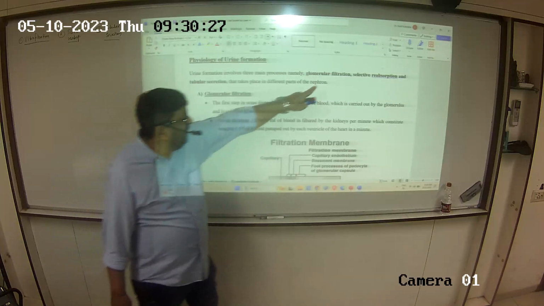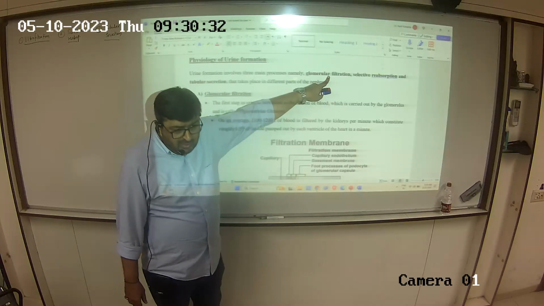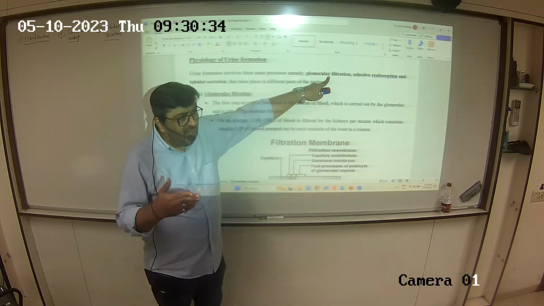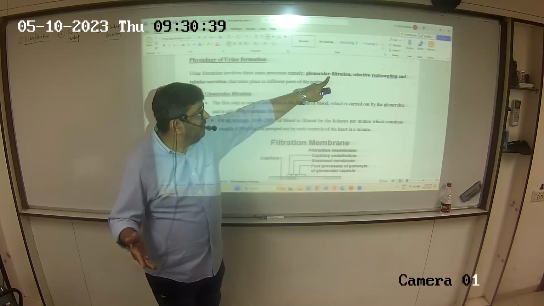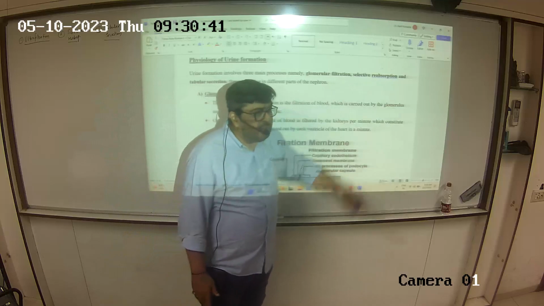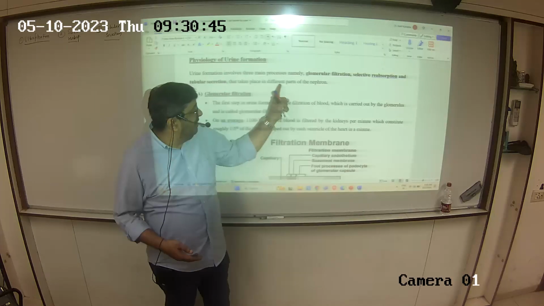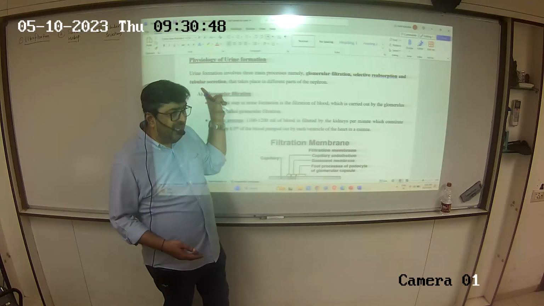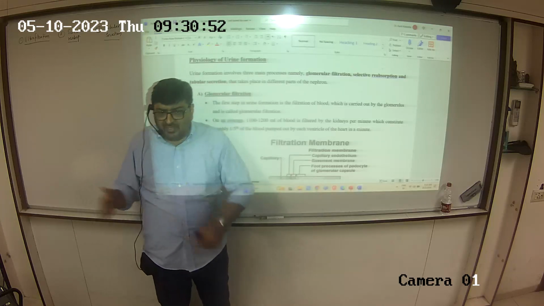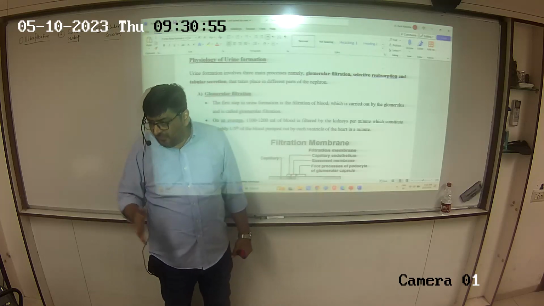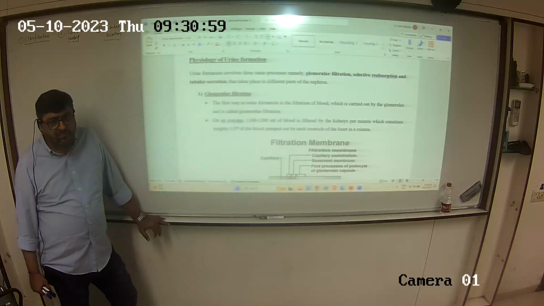So your ultrafiltration is going to occur in the Malpighian body. I hope you know what's the Malpighian body. The glomerulus and Bowman's capsule put together is the Malpighian body. Your selective reabsorption will occur in PCT-DCT, and the tubular secretion has to come from the reverse side. So are these all occurring in different areas now? In different parts of the nephron. Now first is glomerular filtration.